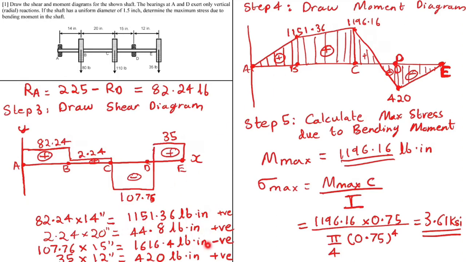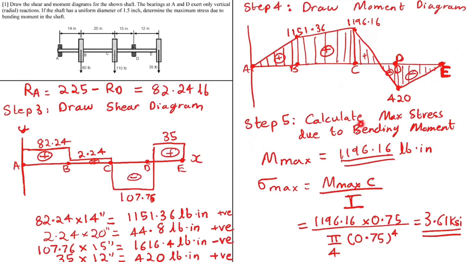According to the direction of the shear force from the shear diagram, we can understand the direction of the moment diagram. Once we get these values, we can plot them in the same manner. One more thing to note is that you have to continue from the starting point. So this is 1151.36. The second value is 44.8, and you have to add these two, which came out to be 1196.16. The third one is subtracting because it is negative. So 1196.16 minus 1616.4 comes out to be negative 420. And then you go back to 0.